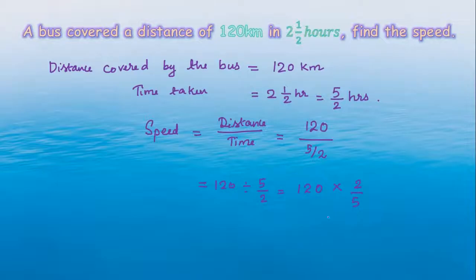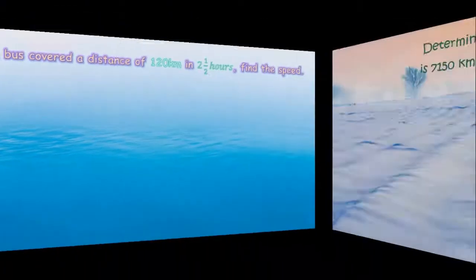So, you can cancel between 120 and 5. You'll get the answer as 48 kilometer per hour. Remember, the unit of speed is kilometer per hour. Kilometer is the unit of distance and hour is the unit of time. Let's do one more problem.